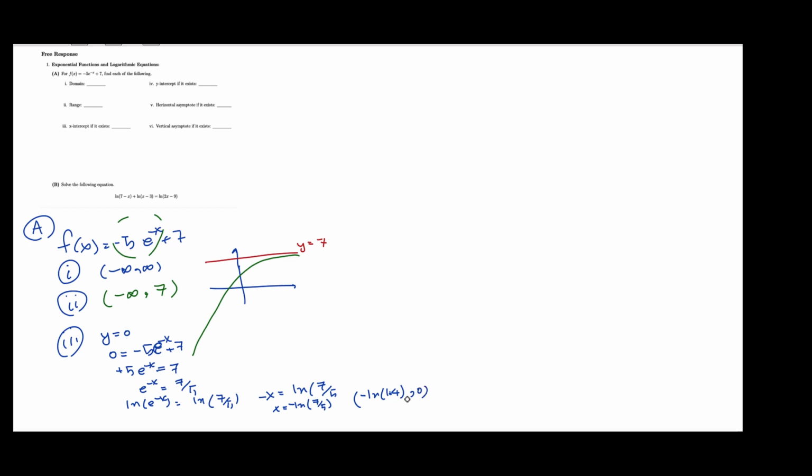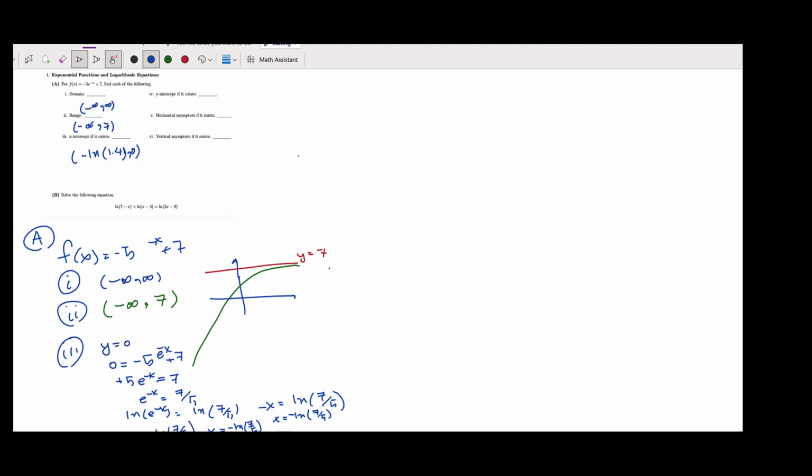The next part is asking, so now for part 4, let's find the y-intercept by setting x equal to 0. Setting x equal to 0 gives me y is equal to negative 5 e to the power 0 plus 7, and that is negative 5 because e to the 0 is 1, plus 7, and that's 2. So 0 and 2 is the y-intercept.